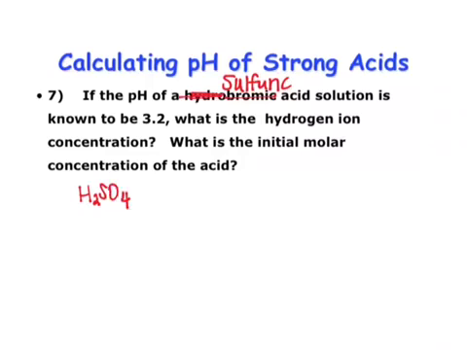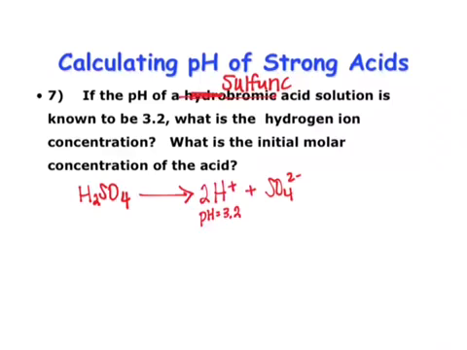H2SO4. And when it breaks down into its ions, what's it going to break into? H plus and SO4 2 minus. Is it balanced? No. I need to put a 2 there. The pH is 3.2. So which one of these gave me the pH? The H plus. So pH is 3.2.